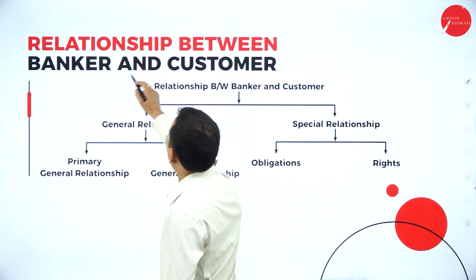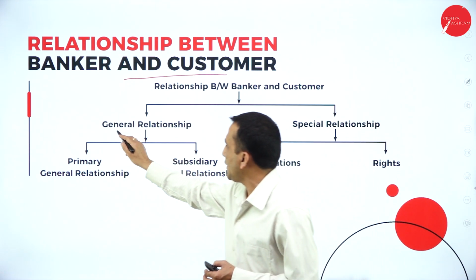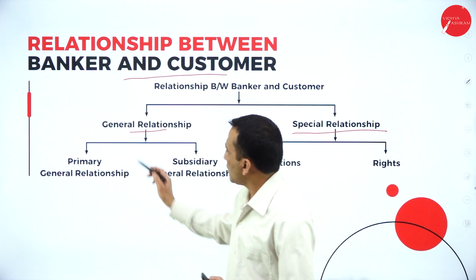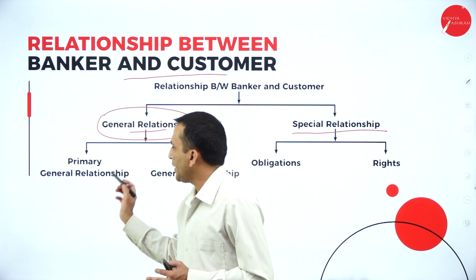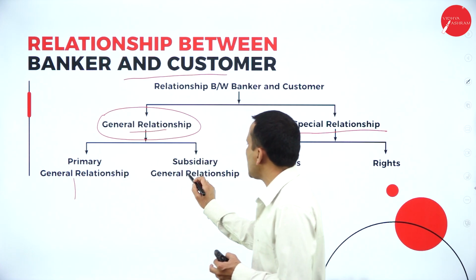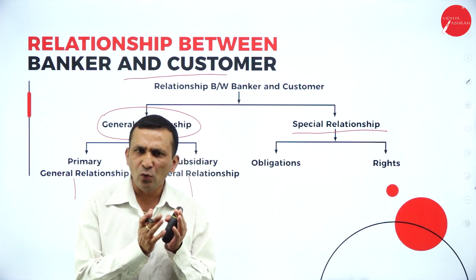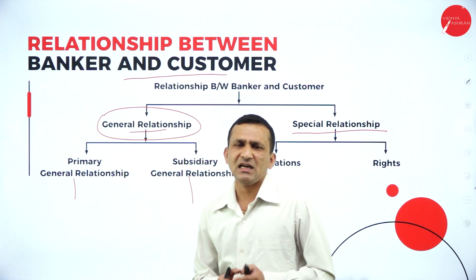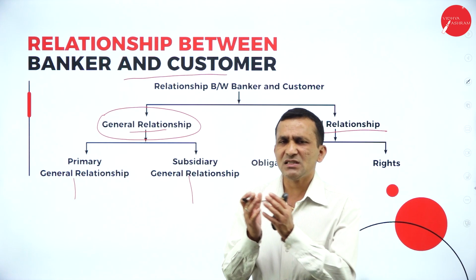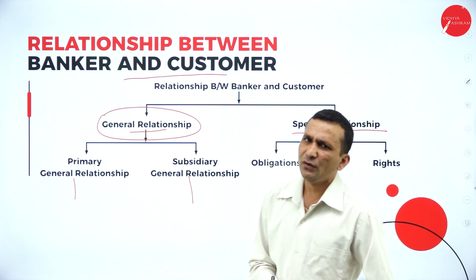Here the relationship between the bankers and customer is classified into majorly two categories: the general relationship and the special relationship. In today's session, the main focus is on the general relationship. It is again subclassified into two categories: primary general relationship and subsidiary general relationship. So here, who is a debtor and who is a creditor, or creditor versus debtor, or bailor versus bailee, or pledgor versus pledgee. There are different relationships we are trying to find.